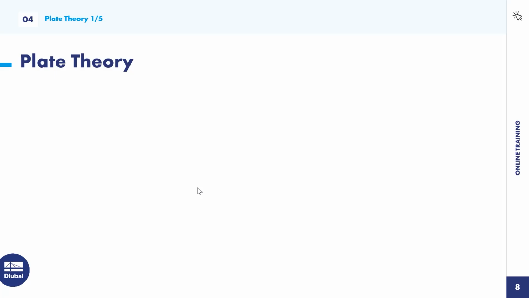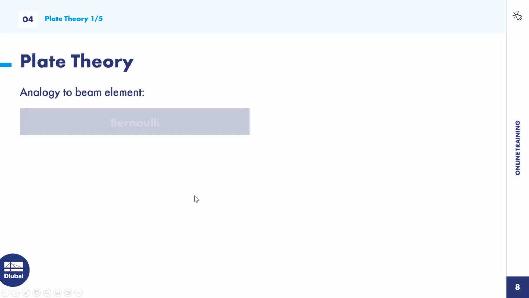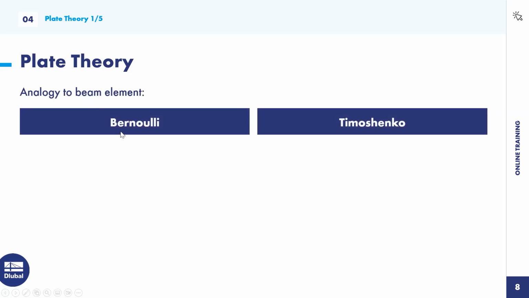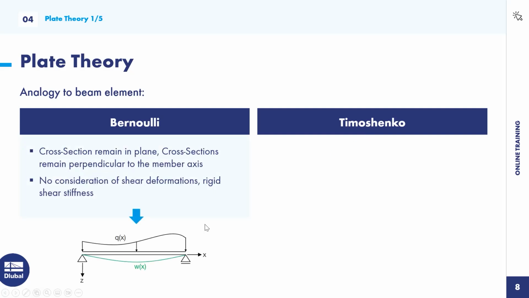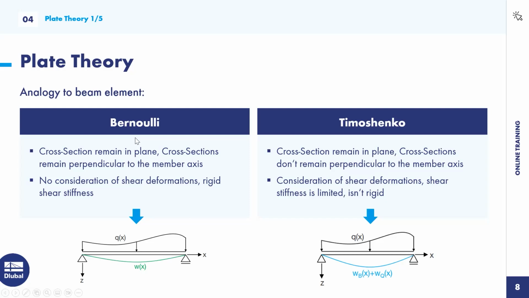So for members, you might know there are two concepts or two theories. The plate theories are almost the same as those for members. For the beam element, we have the Bernoulli as well as the Timoshenko beam. The differences, well, let's go for the similarities first. The cross sections remain in place. And that's it. Now the differences. The cross sections for the Bernoulli beam remain perpendicular to the member axis, while for the Timoshenko beam, they won't stay perpendicular. You will see in the next slide what that means.